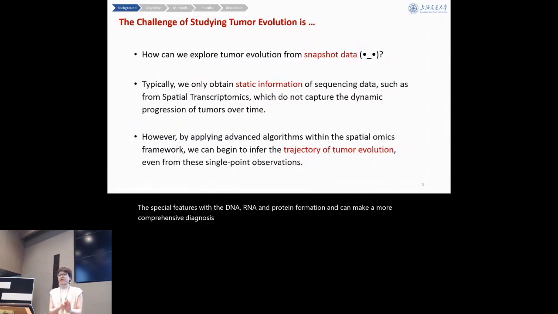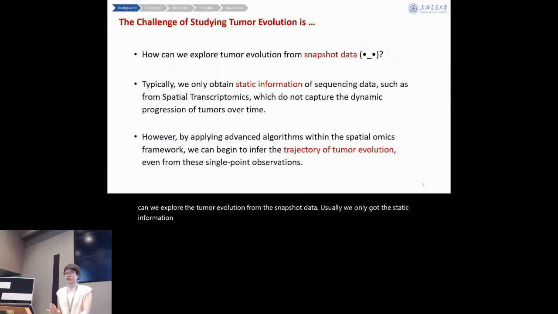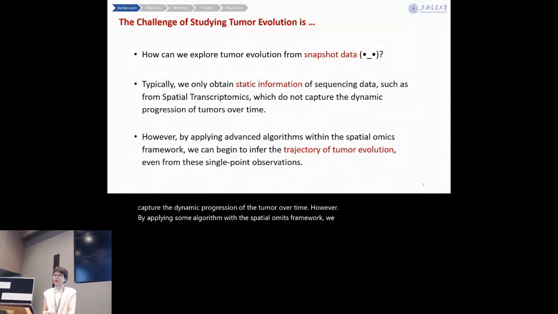However, the challenge of studying tumor evolution here is how can we explore the tumor evolution from snapshot data? Usually, we only get static information like spatial omics or single-cell RNA sequencing for one time point, and cannot capture the dynamic progression of the tumor over time. However, by applying some algorithms with the spatial omics framework, we can begin to infer the trajectory of the tumor evolution even from this kind of one-time point observation.